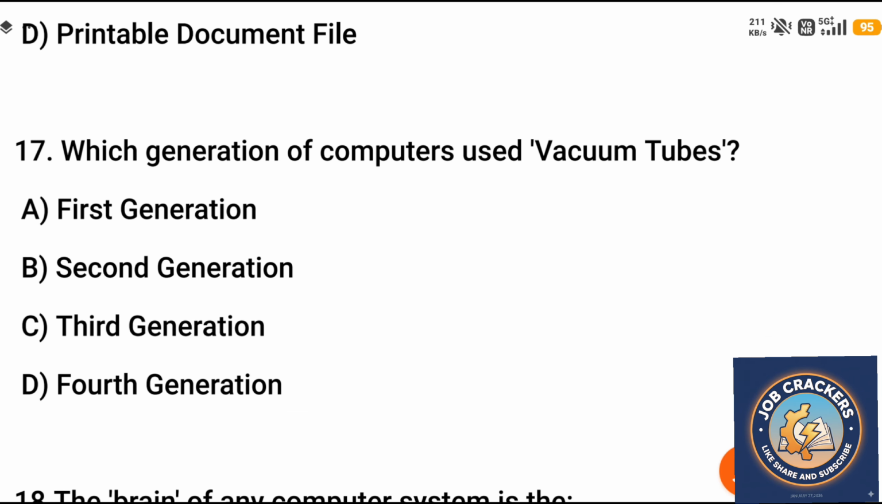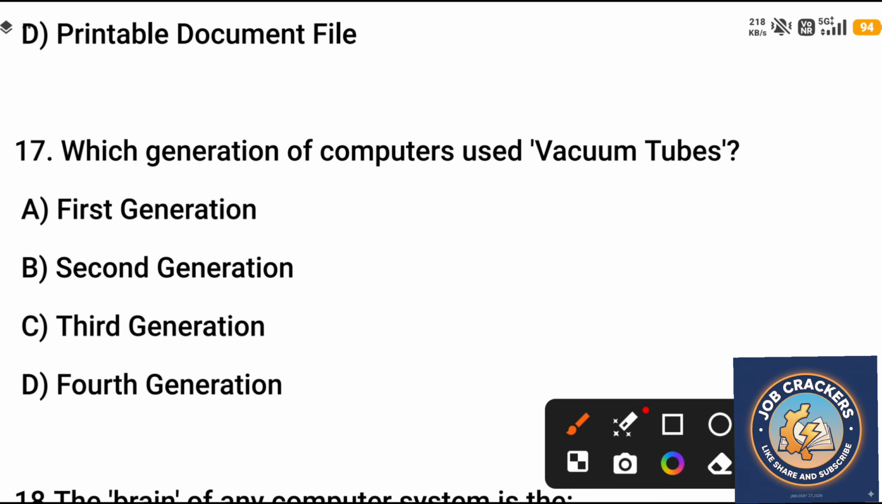Question 17. Which generation of computer uses vacuum tubes? A. First generation. B. Second generation. C. Third generation. D. Fourth generation. Correct answer is option A.